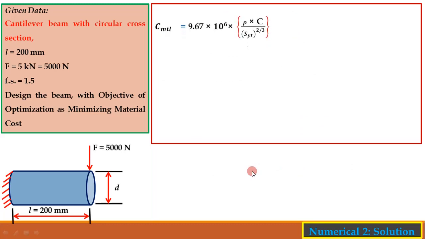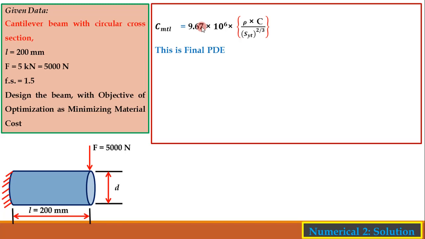After solving this we can get this. Inside the bracket we get rho into C upon SYT raised to 2 upon 3. So in step number 5 we have to group these material parameters together, and this equation is nothing but the final PDE, that is, the final primary design equation.